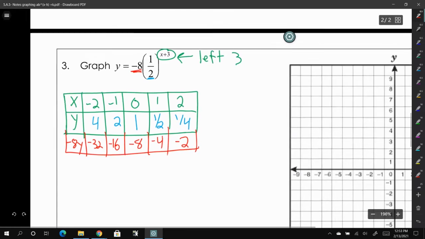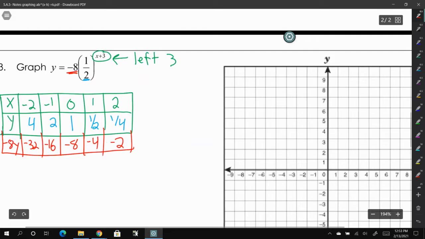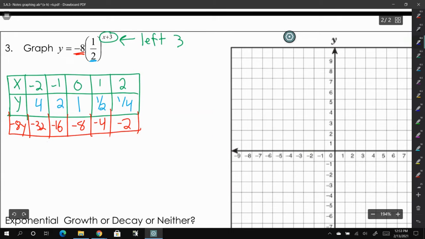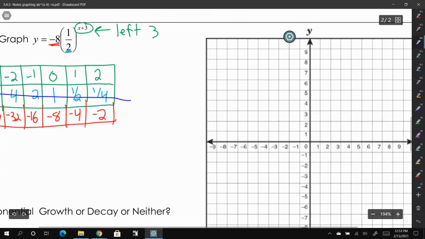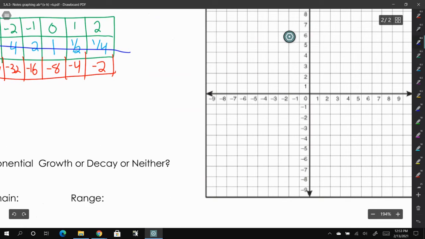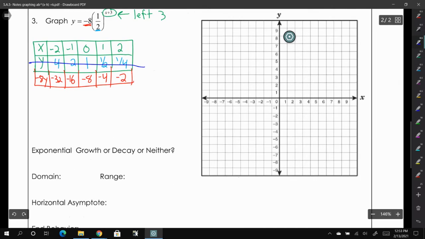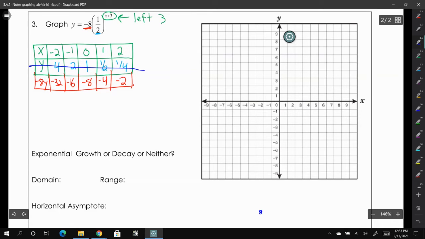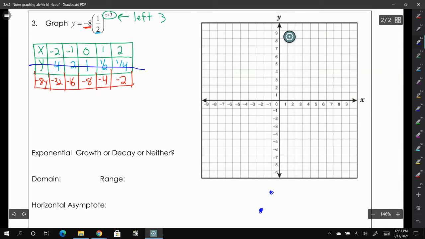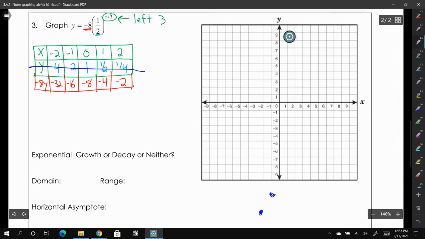So we can go ahead and plot this. Again, we're going to cross off that middle row. So -2, -32. That's going to be quite a ways off the graph. I understand that. So it's going to be way down here or even further. We'll just estimate. Then we have -1, -16. Again, it's going to be way down here. 0, -8.